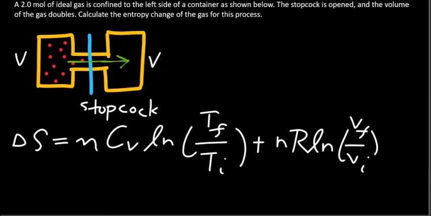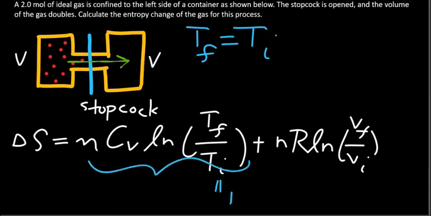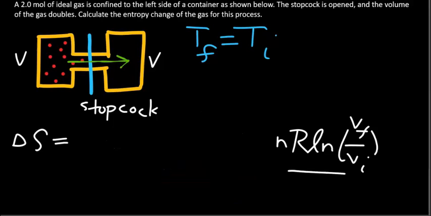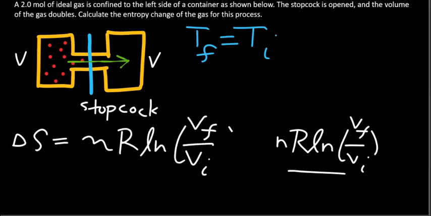This is an isothermal process, so that means the final temperature equals the initial temperature. So this ratio becomes 1, and the entire first term goes to 0. That leaves us with just the second term. So the change in entropy becomes nR times the natural log of the ratio of the volumes.